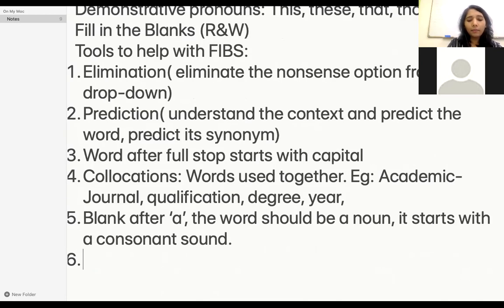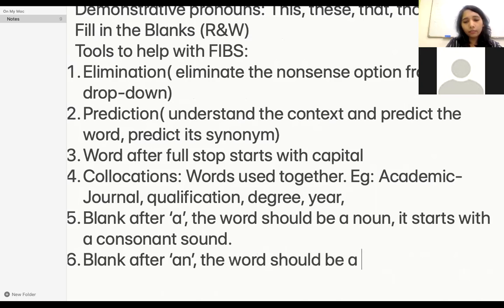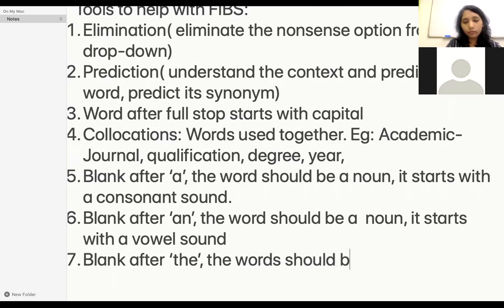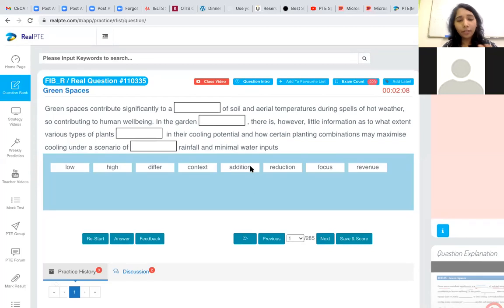Similarly, for a blank after an, the word is a noun again, and it starts with a vowel sound. And if it's a blank after the, the word is going to be a noun again. So after the articles a, an, and the, whatever the blank, the word in the blank is always going to be a noun, or it could be an adjective, but usually it's going to be a noun.